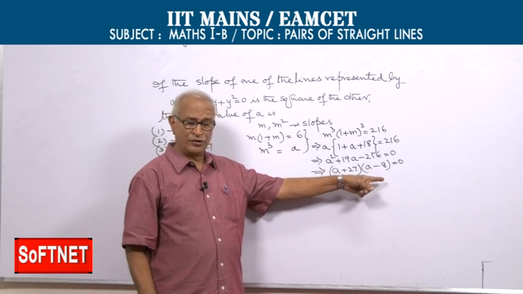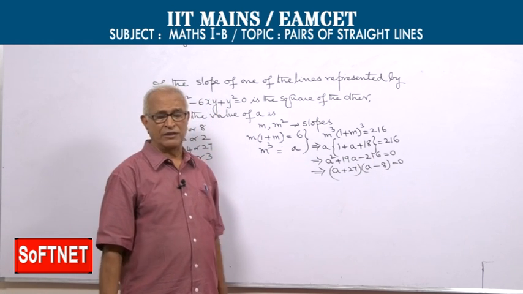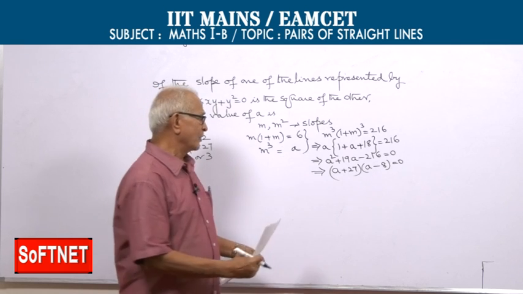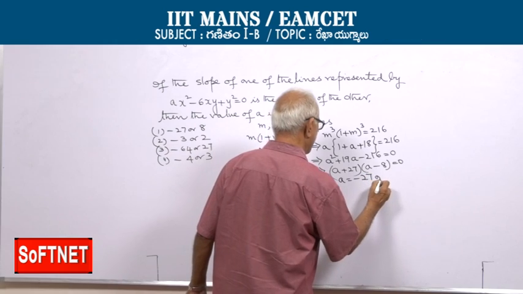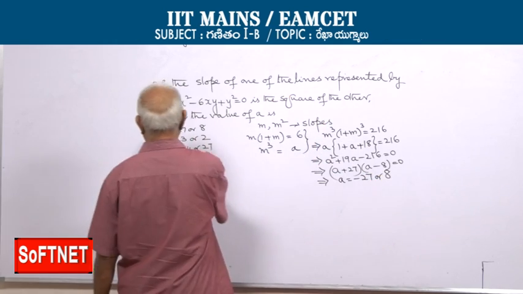27 into 8 is 216. 27 minus 8 is 19. So values of a are minus 27 or 8. So that is the first option.